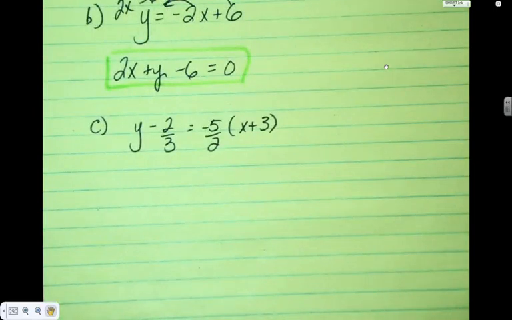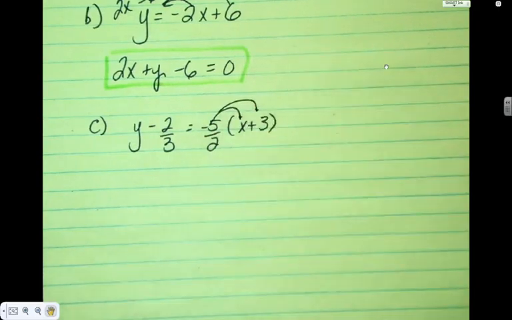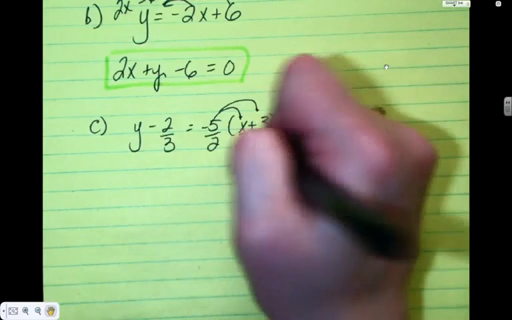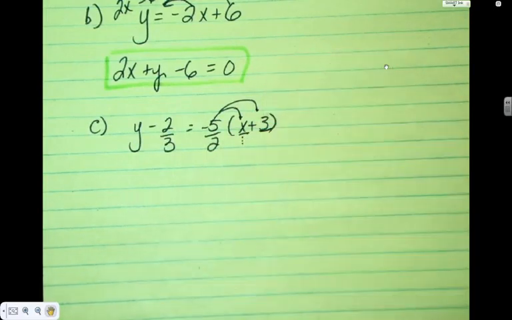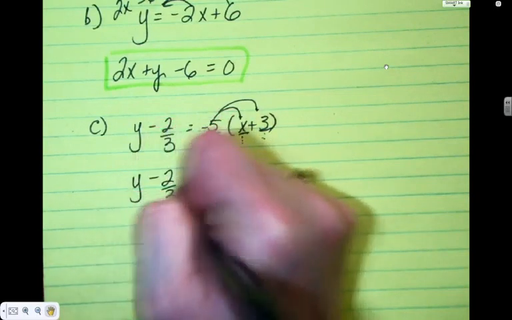Step number 1, are there parentheses? Okay, so we need to distribute that number through each of those numbers in the brackets. What's under the x that we don't see? And what's under the 3 that we don't see? So left-hand side, I'm not touching yet.